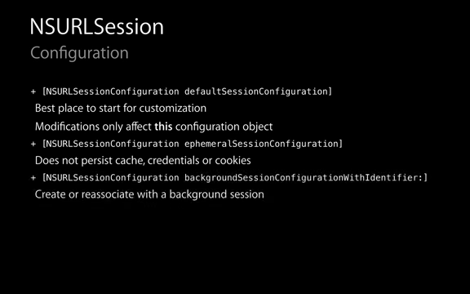The third factory method is used to create a background session. You specify an identifier, which is a string, that when your app is relaunched, you use the same string in order to get reassociated with that session in the background. And then you'll start receiving events for that session.